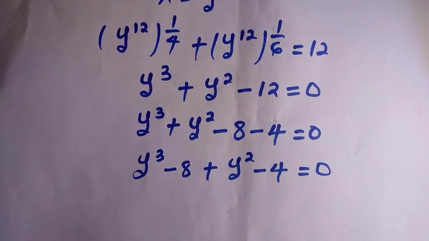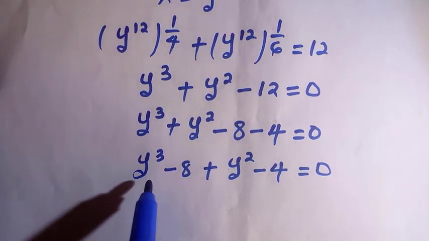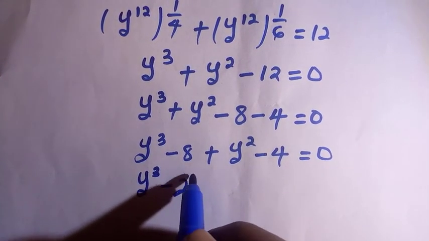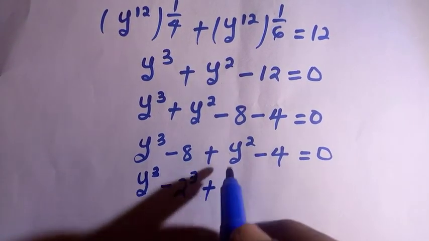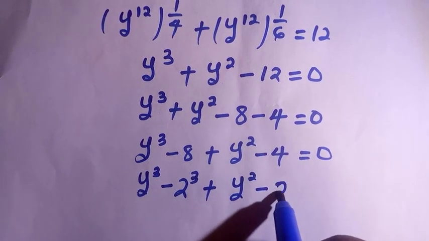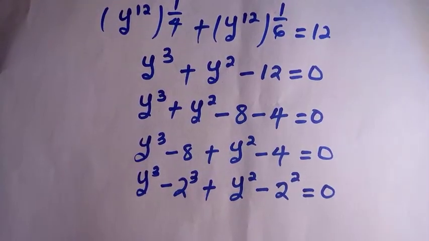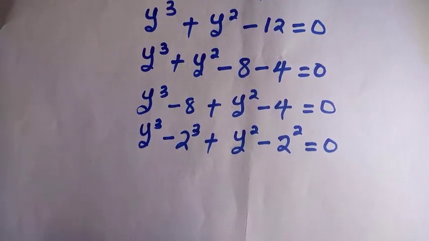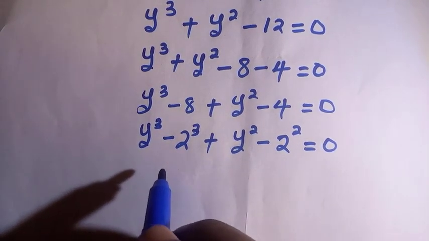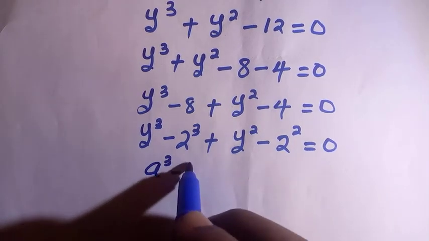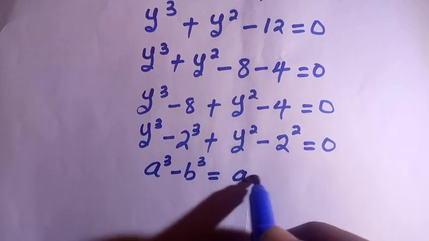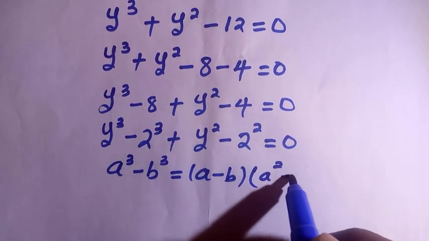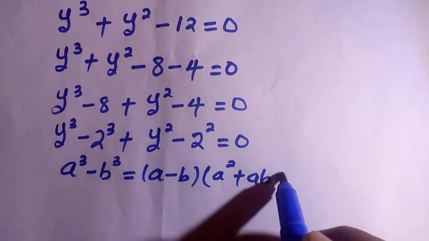So this 8, if I write it in exponent form, and the 4 is also in exponent form, the transformation becomes y raised to the power of 3 minus 2 to the power of 3, plus y raised to the power of 2 minus 2 to the power of 2, everything equal to 0. I'm getting to this stage, so I'm going to use some identities, the cubic identity and the square identity. Given a raised to the power 3 minus b raised to the power 3, this equals a minus b, bracket, a square plus ab plus b square.